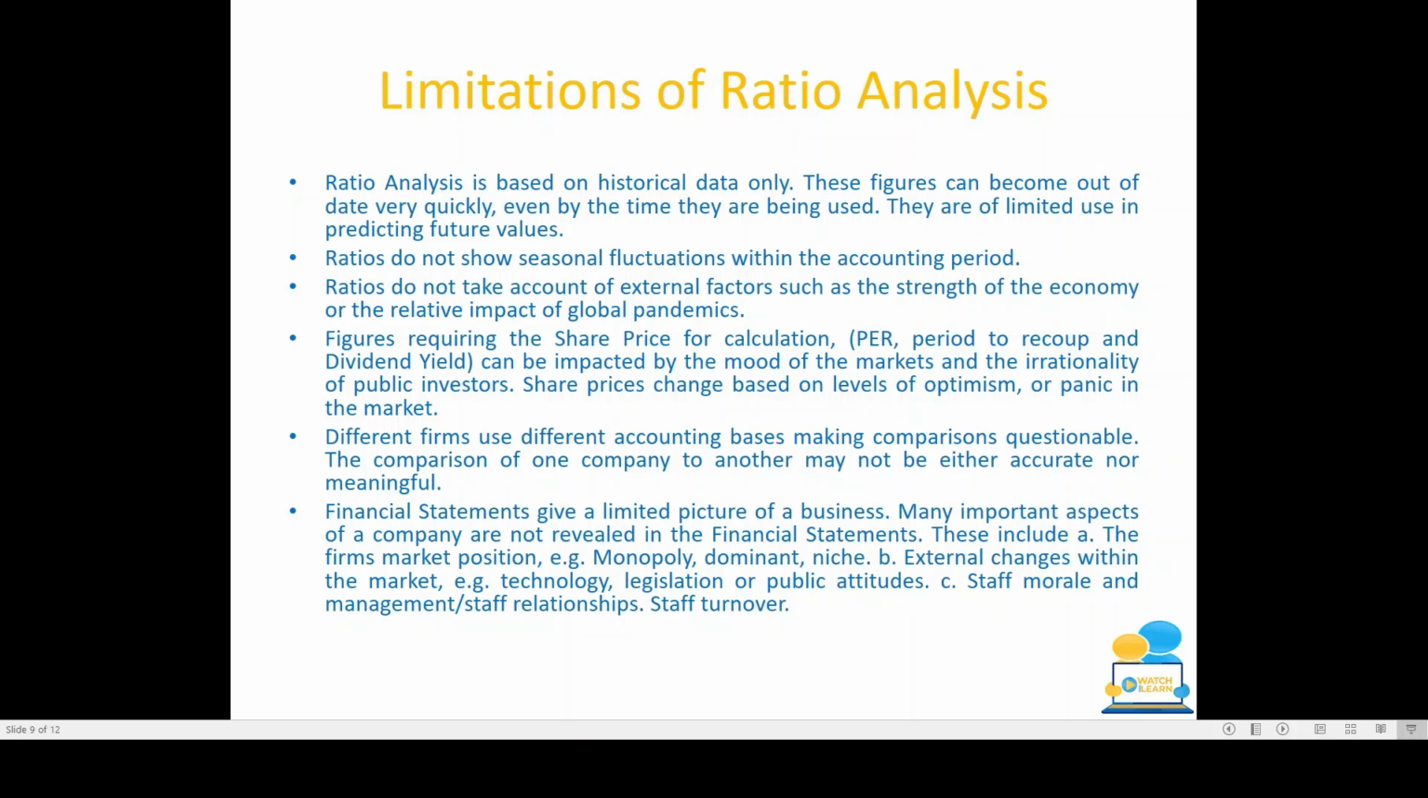So an example of that would be where different companies might use different percentages of depreciation, or different depreciation methods such as straight line or reducing balance and so on. Financial statements give a limited picture of a business. Many important aspects of a company are not revealed in the financial statements. These include the firm's market position, external changes within the market, staff morale, management-staff relationships, and staff turnover. All that stuff will be very relevant to how a company is going, and that is not worked out in the ratio analysis.